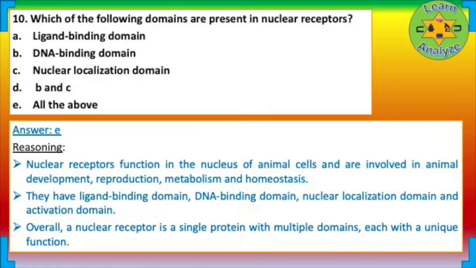The answer is E because nuclear receptors function in the nucleus of animal cells and are involved in animal development, reproduction, metabolism, and homeostasis. They have ligand binding domain, DNA binding domain, nuclear localization domain, and activation domain. Overall, a nuclear receptor is a single protein with multiple domains, each with a unique function.